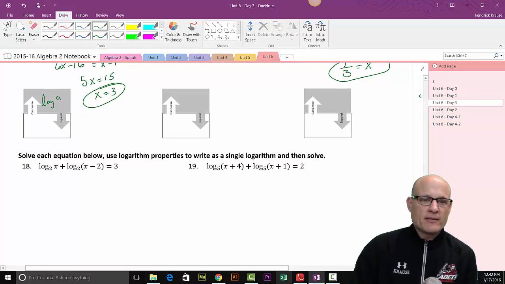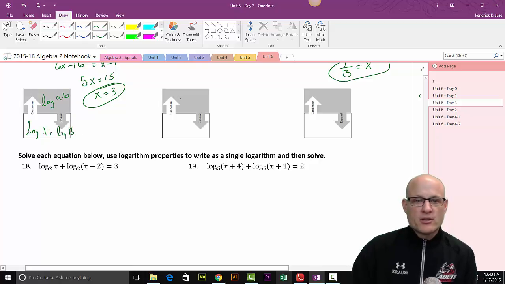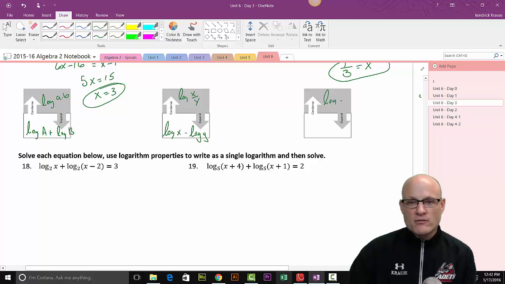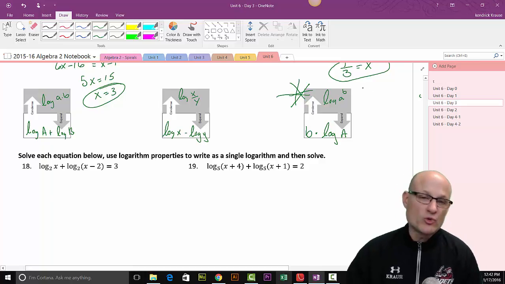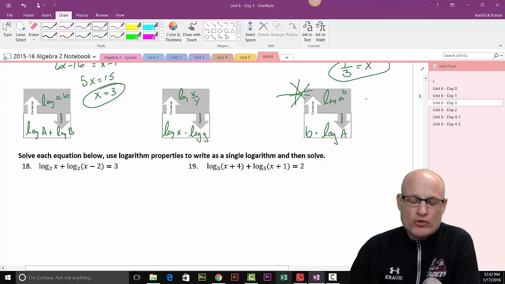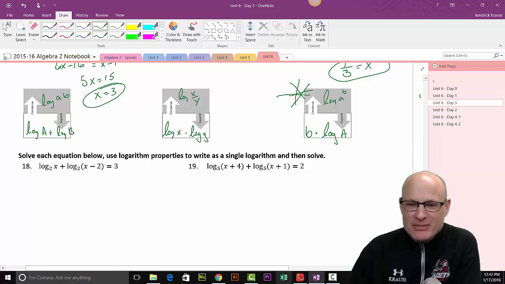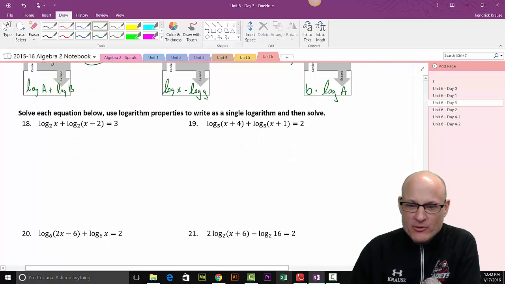Log of a times b, that's log a plus log b. Log of x over y is log x minus log y. Log of a to the b, that's b times log of a. And we start here always. If you have an exponent and we're doing the condensing or expanding, you start with exponents. Please, please, please, start with the exponent, please.